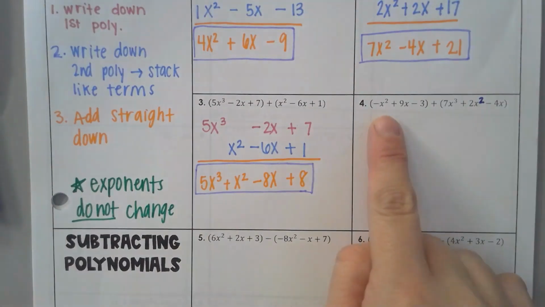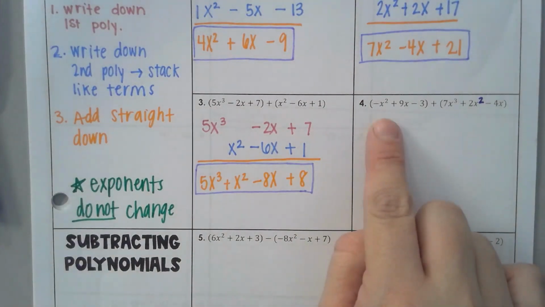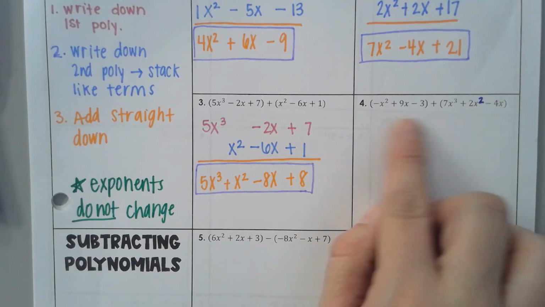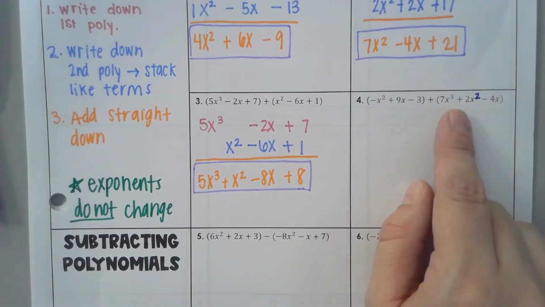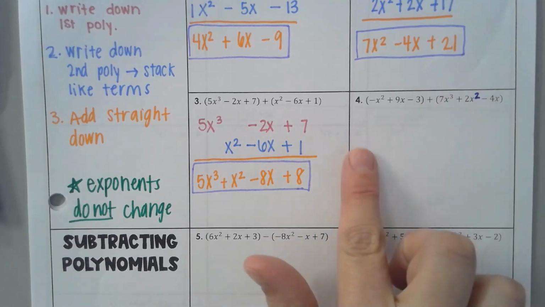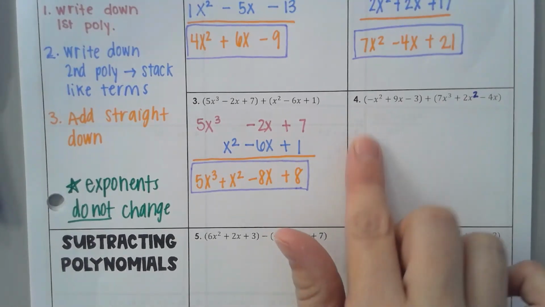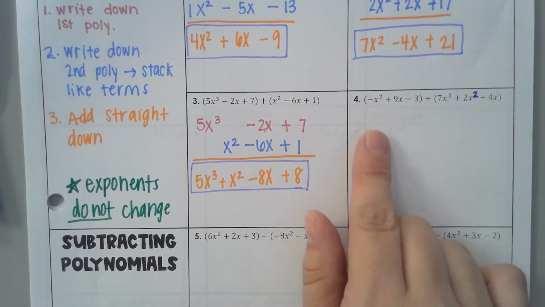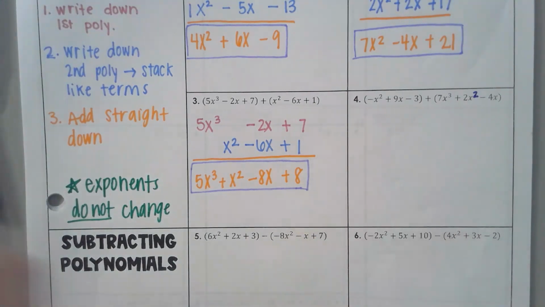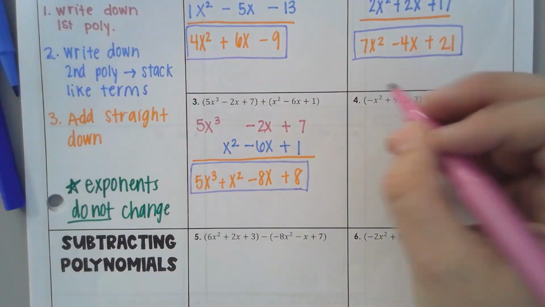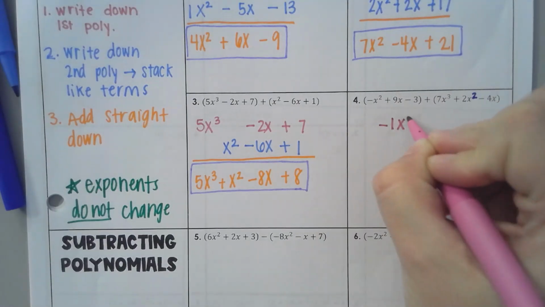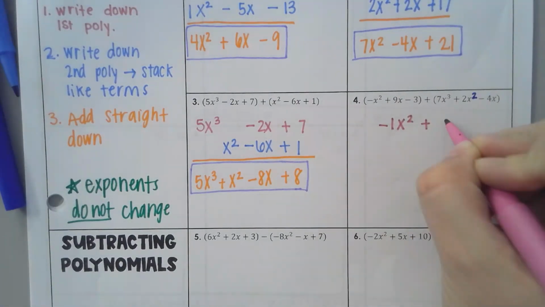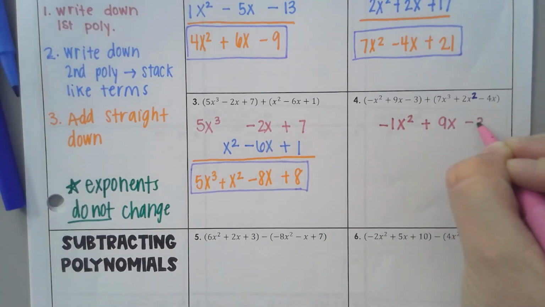Now on number 4, my first one doesn't have an x cubed. It doesn't skip anything. But look at my second polynomial. It does have an x cubed. So I need to make sure that I leave enough space in the front for my x cubed. So I'm going to start writing over here. That's negative 1x squared plus 9x minus 3.